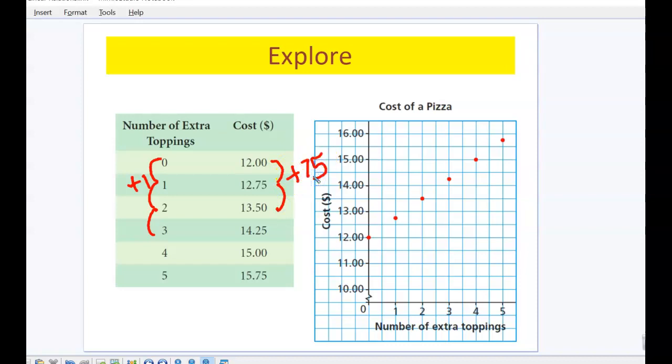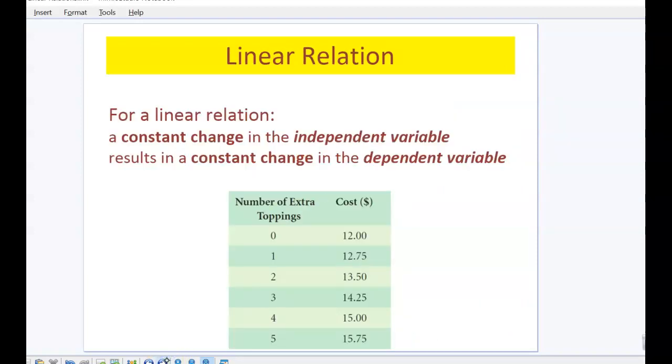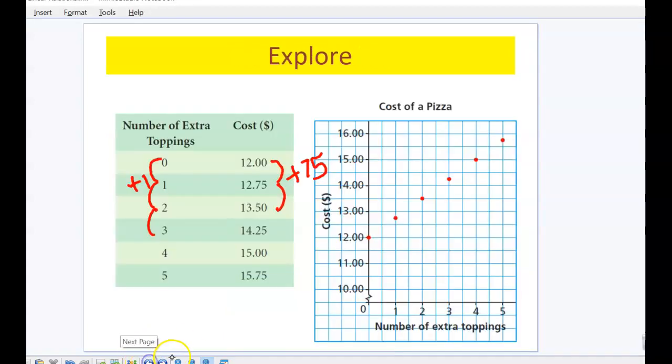So there's a constant change in the domain and there's a constant change in the range. And that is why I get a graph that, if I was to join those dots, would be a linear function. But again, we wouldn't join this graph because you can't get half an extra topping or 1.5 extra toppings, they're whole toppings. So this graph would be plotted as separate points. For a linear relation, a constant change in the independent variable results in a constant change in the dependent variable. So again, we saw this here in our previous table.